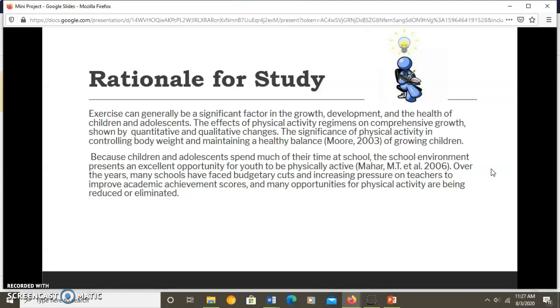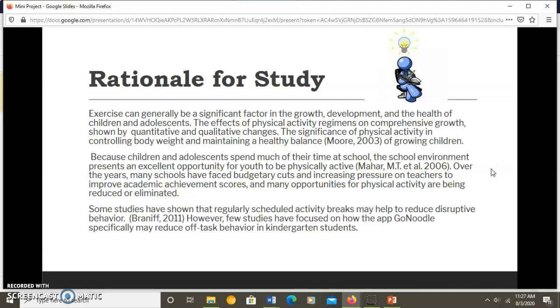Over the years, though, a lot of schools have faced budgetary cuts and increasing pressure on teachers to improve academic achievement scores, and therefore many opportunities for physical activity are being reduced or eliminated, unfortunately. Some studies have shown that regularly scheduled activity breaks might help to reduce disruptive behavior. However, few studies have focused on how the specific app, Go Noodle, might reduce off-task behavior in kindergarten students, and that is the rationale for what we're doing.